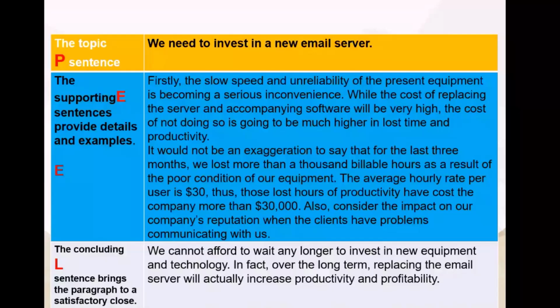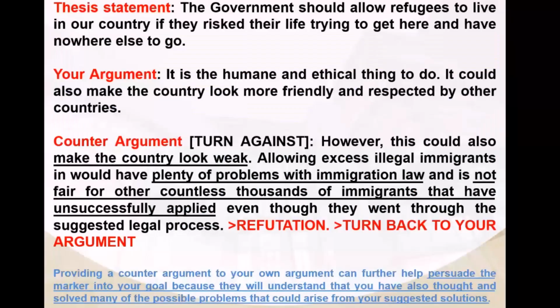And he actually addresses the topic, why the new email server is important. So he says replacing the server will actually increase productivity and profitability, which is why we say this is argumentative as a paragraph.